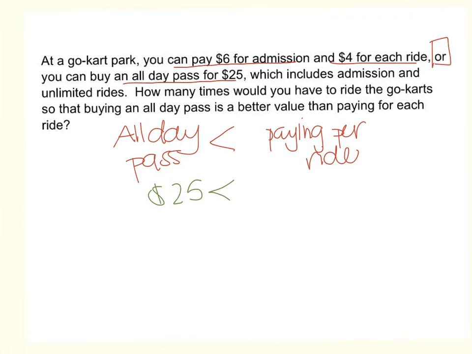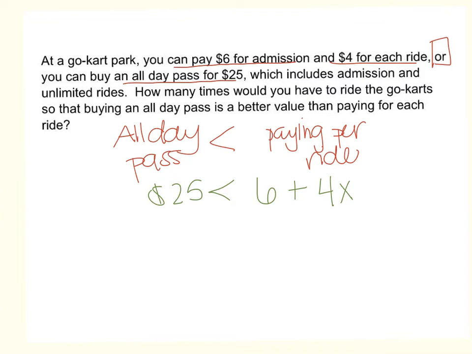So let's consider if we go into the go-kart park and we're going to pay per ride, we pay $6 to get in the park, plus we pay $4 per ride. Now, we don't know how many rides we're going to ride, so it's going to be 4 times however many rides that we ride. Now, if you look, we have our inequality. When is paying $25 less than paying 4 times however many rides plus $6? Now, let's go ahead and solve that.